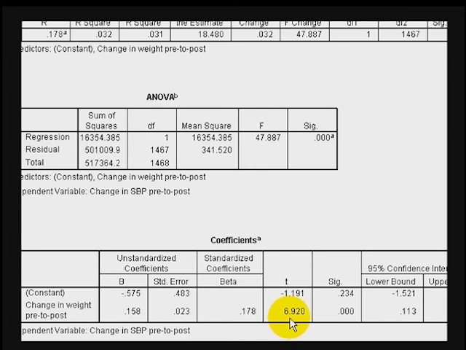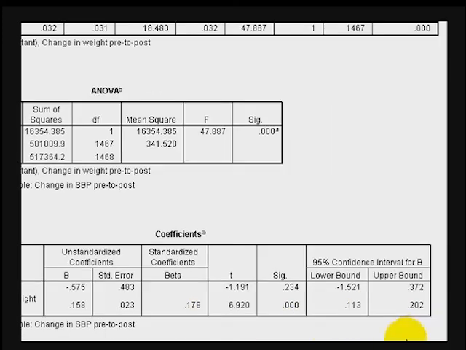So in this instance, then, the slope is statistically different from 0, as you can tell from this beta of 0.178. So I'm going to move this a little bit. Hold on to your stomach. Okay. Well, now what do we have? We have an unstandardized coefficient of 0.158.